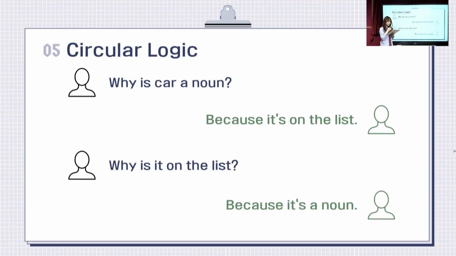Another issue with lists is circular reasoning. For example, why is a car a noun? Because it's on the list. Why is it on the list? Because it's a noun. This kind of reasoning goes in circles and doesn't actually explain anything. Lists alone have no explanatory value.